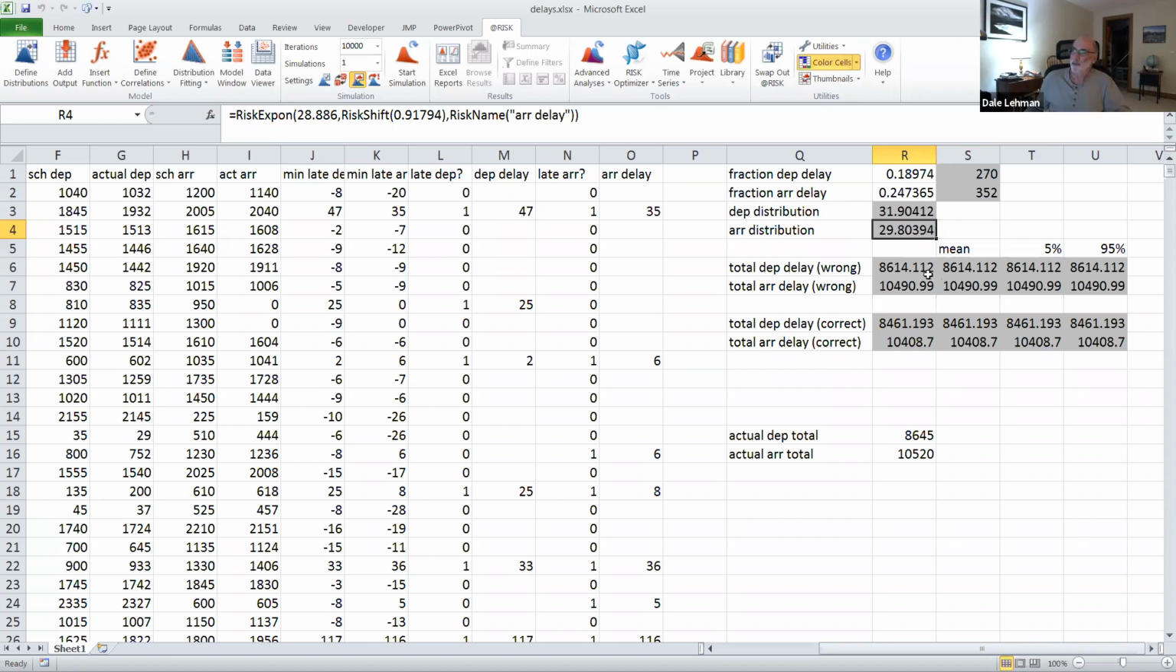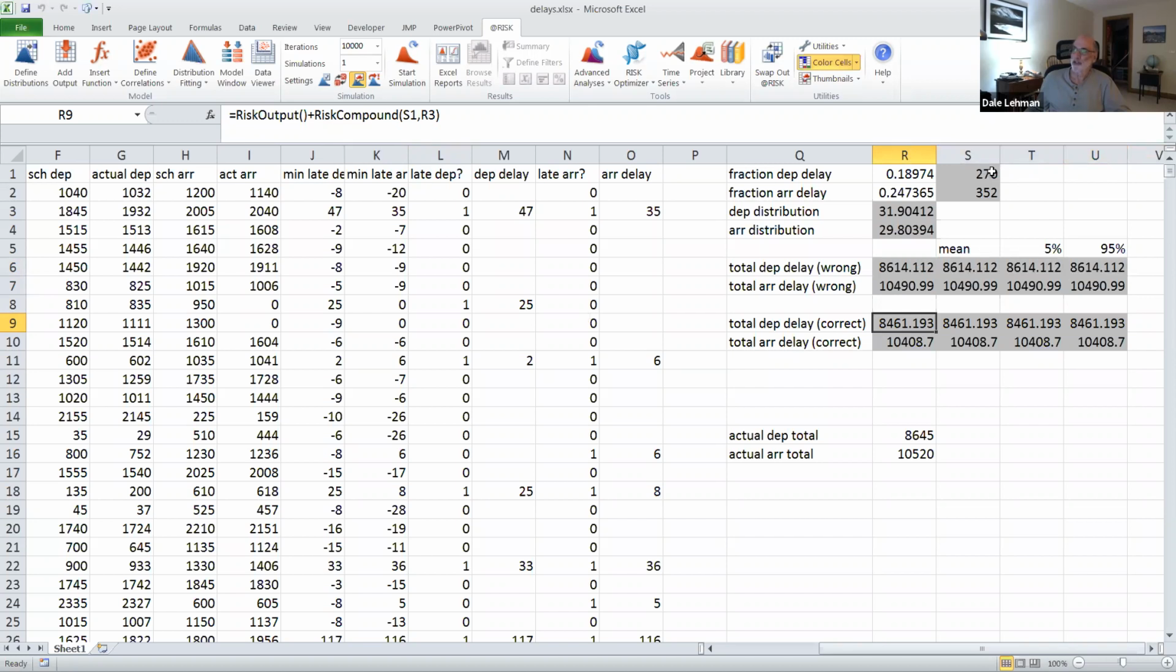Now, the wrong way of doing the calculation would be to simply multiply the number of flights delayed times the severity distribution. And for arrivals, do the same thing. And what I'm calculating here is the mean of the total minutes that are modeled that way, the 5th percentile, the 95th percentile. A correct way to do this would be to use the compound function, the risk compound, where you use the same entries.